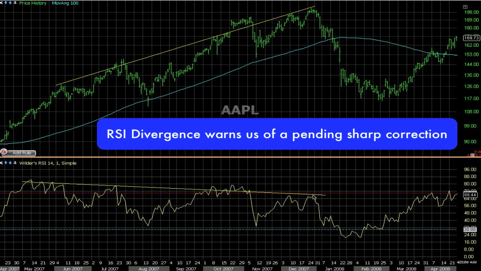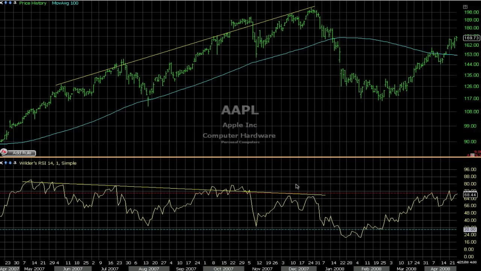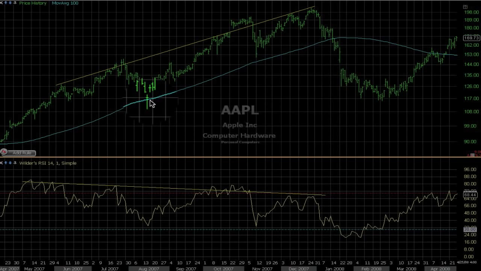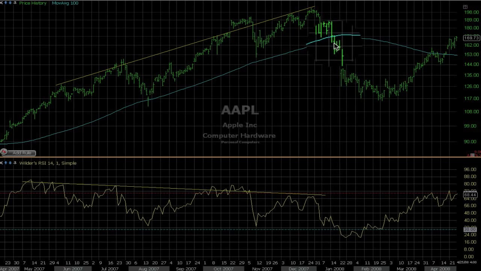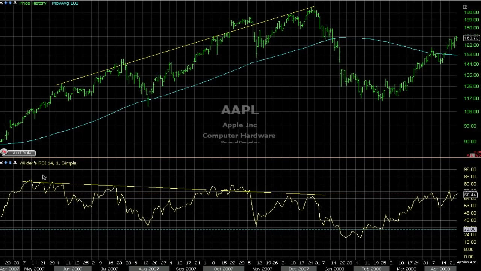So when we see this, we want to tighten up our stop. So we look at our chart and we see that this MA has proven to be a good dynamic support. It's tested here and here. So we now place our trailing stop right here because of the RSI telling us that the trend can end sooner rather than later, and sharply.